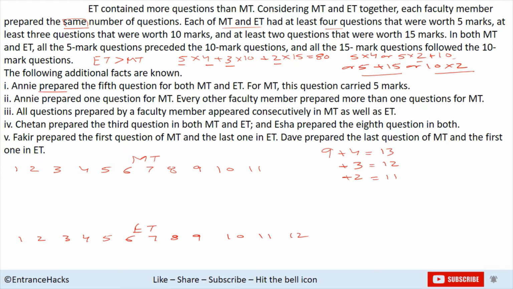Now we'll go to this statement. Annie prepared the 5th question for both MT and ET. This is Annie's question. This question carried 5 marks. This is a 5 marks question. Okay. Now Annie prepared 1 question for MT. Okay, this is the only question which Annie prepared in this. Every other faculty prepared more than 1 question for MT.